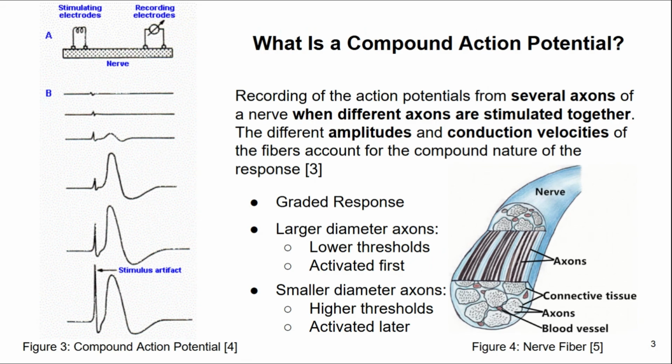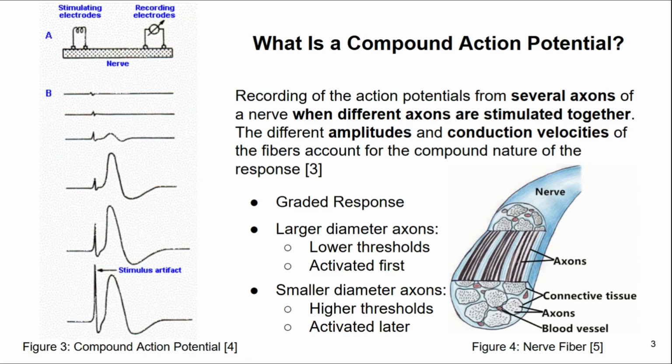But why is the behavior of this nerve fiber very different from a single neuron, which is a constituent of this nerve fiber? This is because of compound action potential. Let's explore the formal definition of compound action potential. It is the recording of the action potential of several axons of a nerve when different axons are stimulated together. The different amplitudes and conduction velocities of the fibers account for the compound nature of this response.